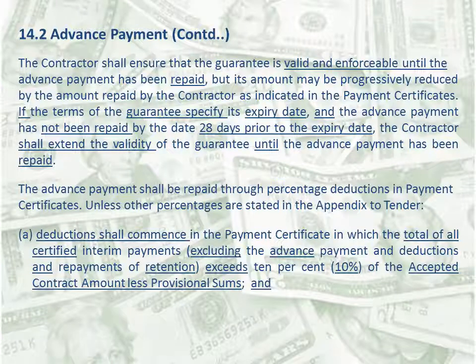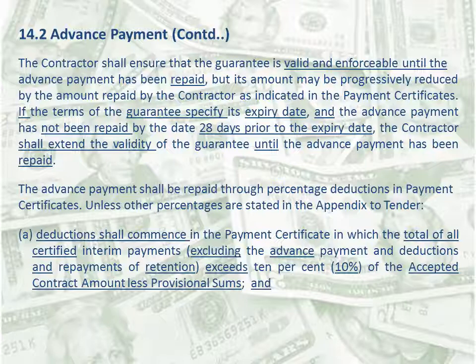Further, the clause says the contractor shall ensure that the guarantee is valid and enforceable until the advance payment has been repaid. But its amount may be progressively reduced by the amount repaid by the contractor as indicated in the payment certificates. If the terms of the guarantee specify its expiry date and the advance payment has not been repaid by the date 28 days prior to the expiry date, the contractor shall extend the validity of the guarantee until the advance payment has been repaid.